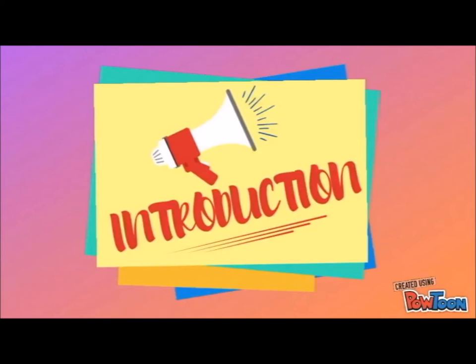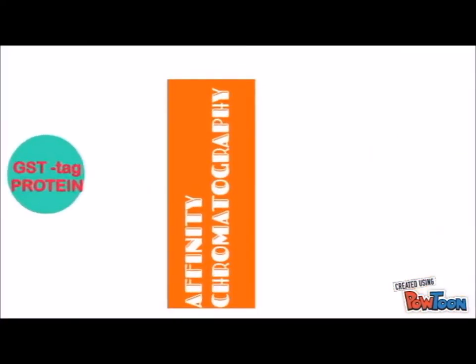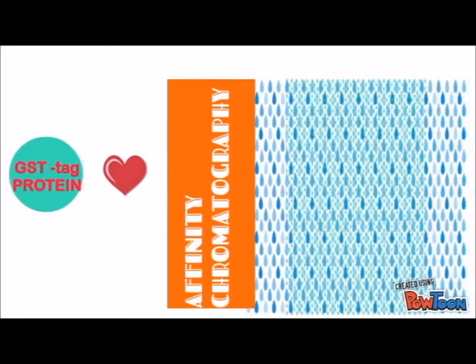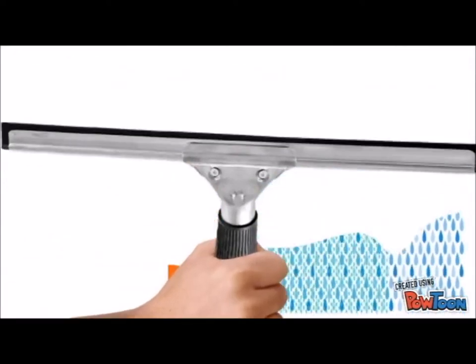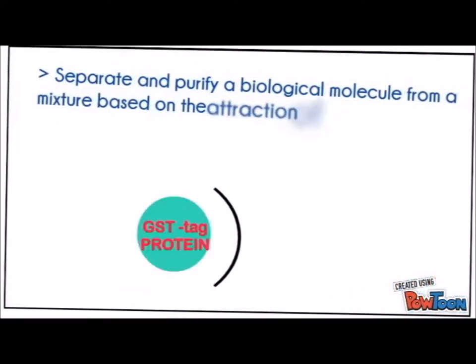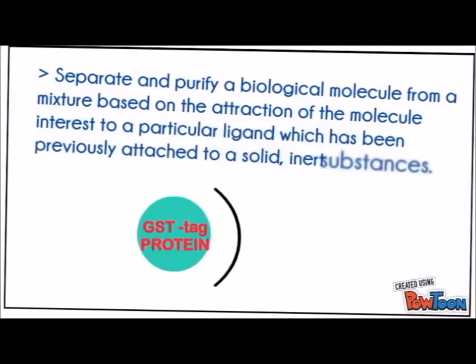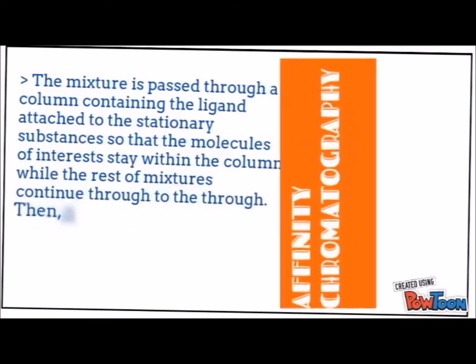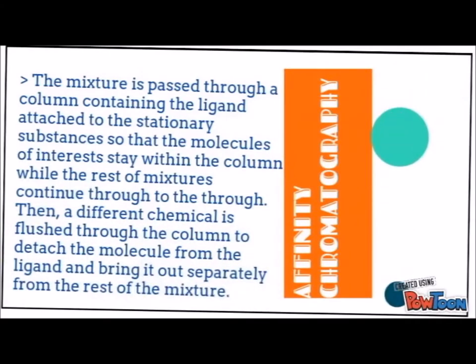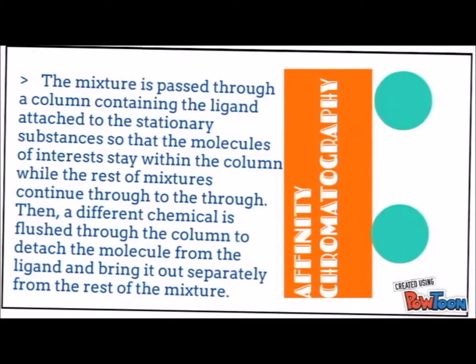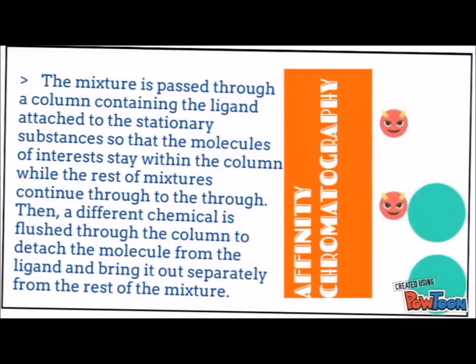Production by affinity chromatography. As we know, affinity chromatography is used as the first step for the GST tag protein. This technique is used to separate and purify biological molecules from a mixture based on the attraction of the molecule of interest, in this case the protein of interest, to a particular ligand that has been attached to a solid inert substance. The mixture will pass through the column that contains the ligand attached to the stationary phase, so the molecule of interest will stay in the column while the rest of the mixture goes through. A different chemical will then be used in this column to detach the molecule from the ligand and bring it out separately from the rest of the mixture.